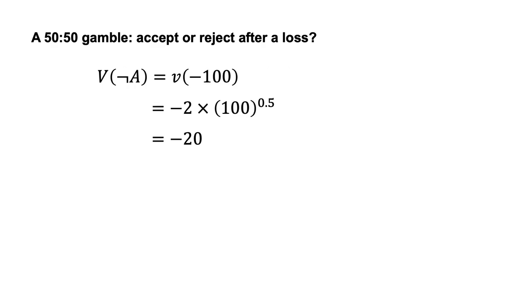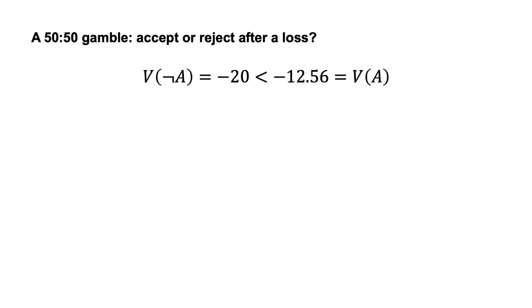The value of not playing the gamble involves remaining with a loss of $100. V of not A equals V of negative 100, which equals negative 2 times 100 to the power of 1/2, which equals negative 20. He will now want to play the gamble as it has a greater value than staying with his current loss. The gamble becomes attractive as it allows recovery of the loss.